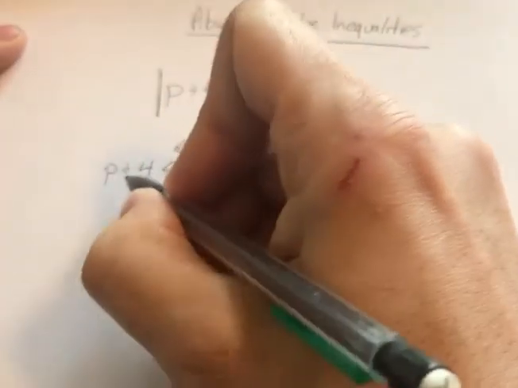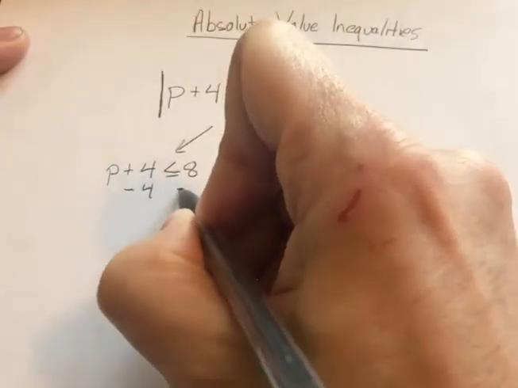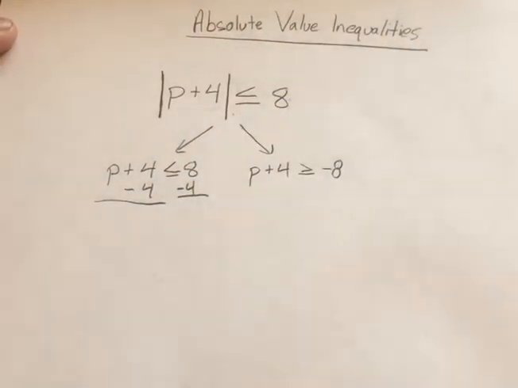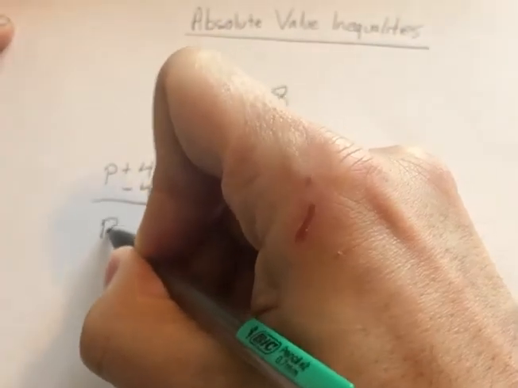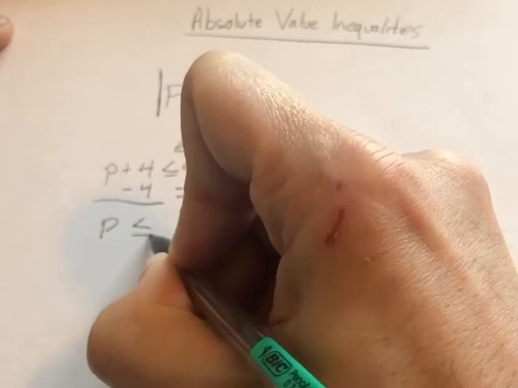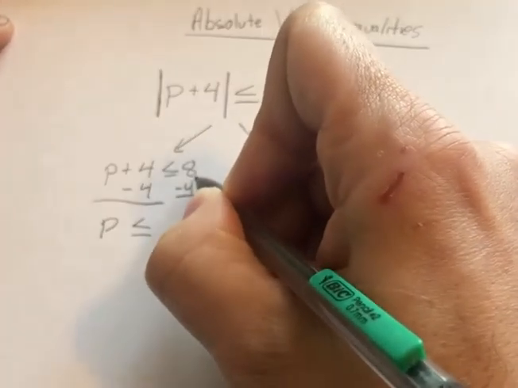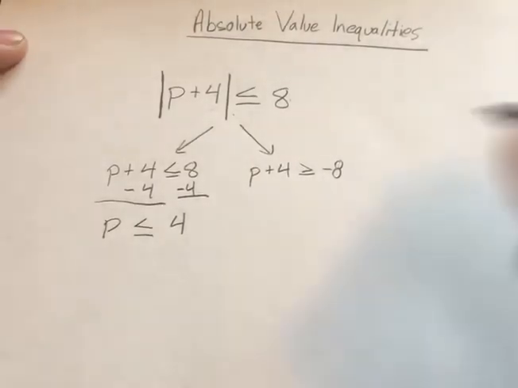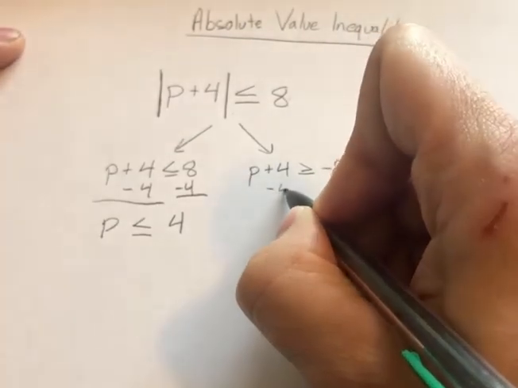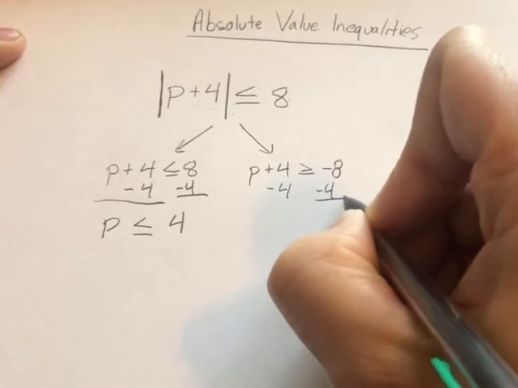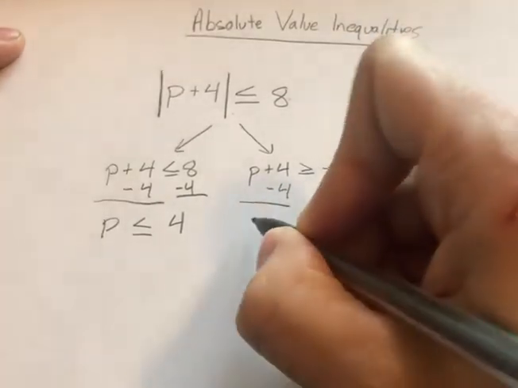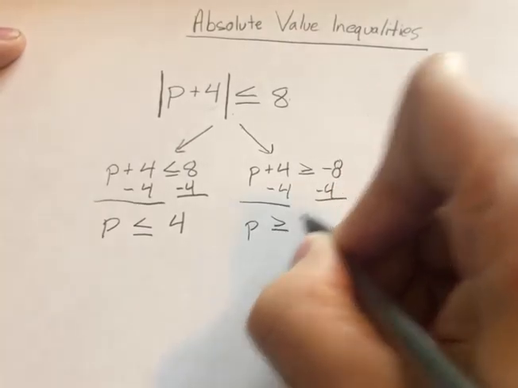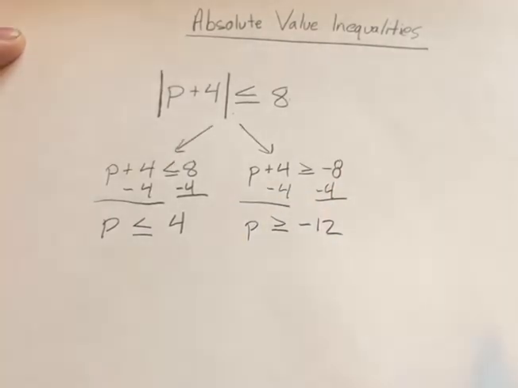To solve P plus 4, I subtract 4 on both sides, line it up perfectly, draw my lines to keep track, and I end up with P is less than or equal to 4. And then on this side, I would subtract 4 again, and I would have P is greater than or equal to negative 12.